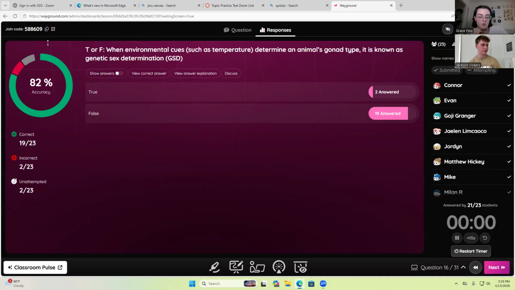Does anyone want to share why this one was false? Isn't it temperature dependent? Yes. When sex determination occurs in animals, some animals such as turtles and other reptiles use temperature sex determination, where different temperatures, hot or cold, influence what sex the animal will be. Any questions on that?